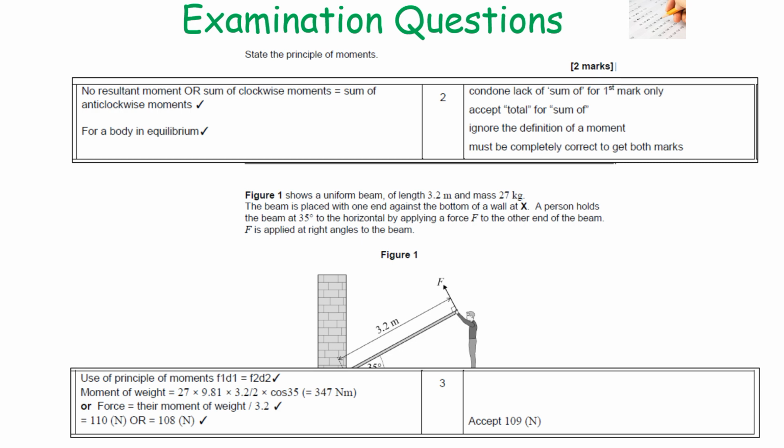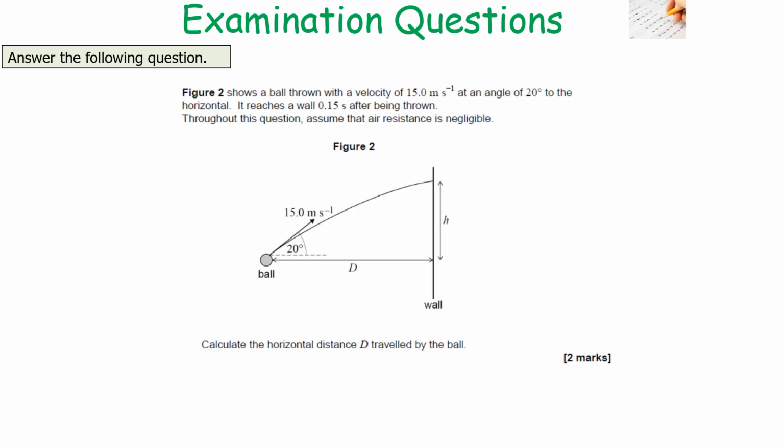So what we can therefore say is that on the other side, force is equal to moment divided by the distance, because we can look at our equation and say moment is equal to force times distance, so force is equal to moment over distance. So we've got our moment on one side, so it's got to be the moment on the other side, so we say it's 347. We then divide it by 3.2 because that's the distance it is from X, so therefore it's 110 or 108 newtons.